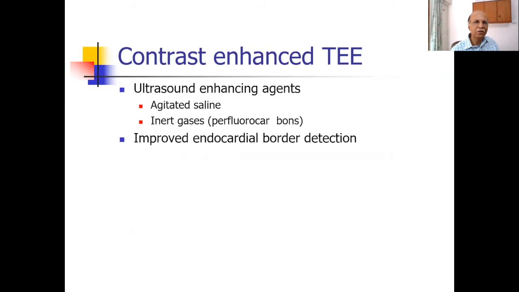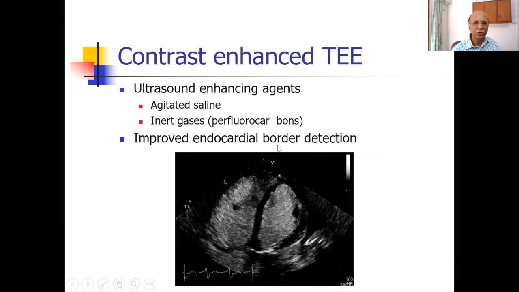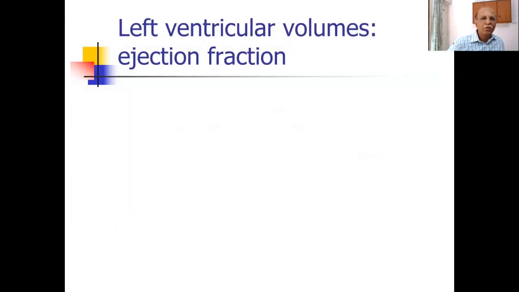It can also be overcome with the help of contrast enhanced transesophageal echo, which is with the help of ultrasound enhancing agents such as agitated saline or the inert gases which are available now in the market, which are also FDA approved, and they improve the endocardial border detection as is shown here. You see that the contrast nicely delineates the endocardial border and the accuracy of the measurements of fractional area change can be improved. Now let's move to the left ventricular volume measurements such as ejection fraction.